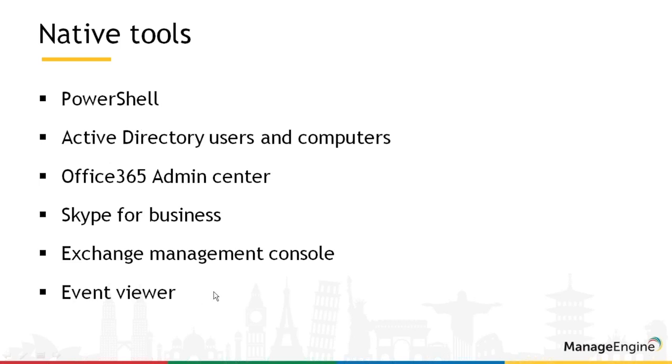So these are some of the tools that Microsoft has given us in order to manage your Active Directory infrastructure. You have PowerShell, you have ADUC, which is the Active Directory Users and Computers console. If you have Office 365, Microsoft has another console for that. And then you have Skype for Business. If you have Exchange servers and mailboxes, we have another console. And in order to audit the actions, you have the Event Viewer. So we have these tools for managing and auditing your Active Directory infrastructure from Microsoft.